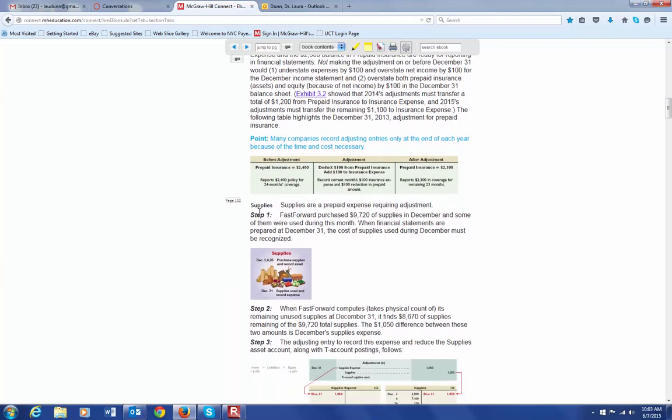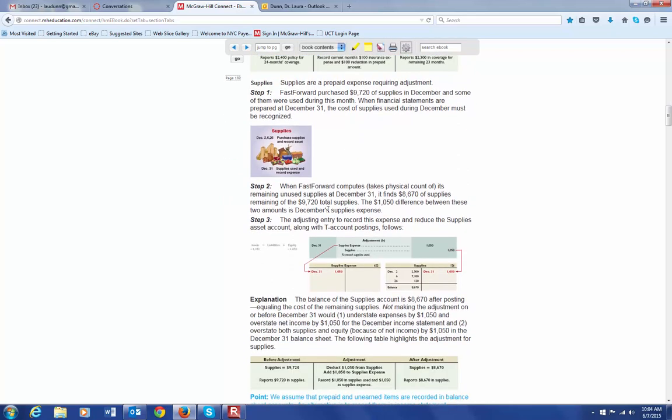Okay, here's another example, supplies. When you purchase supplies, you're expecting to use those supplies up. So when Fast Forward purchases supplies in December, some of them will be used during the month, but obviously there's still going to be some left over at the end of the year. So what they have to do is an inventory of those supplies. Now, what they purchased in December was $9,720. What they find out that they have at the end of the year is only $8,670. That means that they've used up $1,050 worth of supplies.